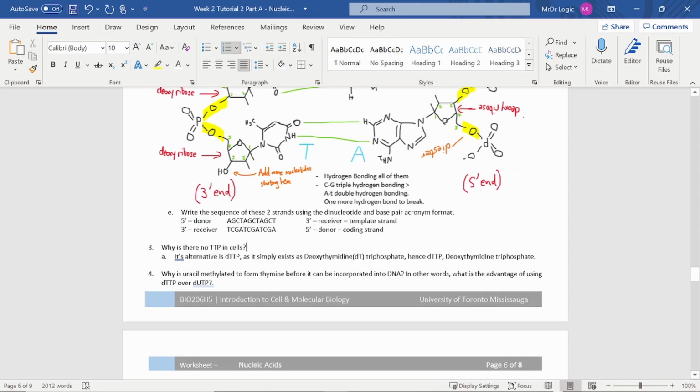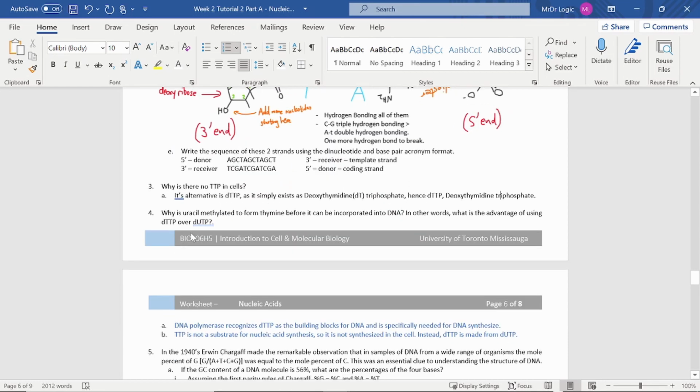Okay, so why is there no TTP in cells? The alternative, dTTP, simply exists as the form. So that's the simple reason. So TTP will never exist. I say never exist, but that's my limited understanding. Okay, so this is just my answer. This is how I understood it.